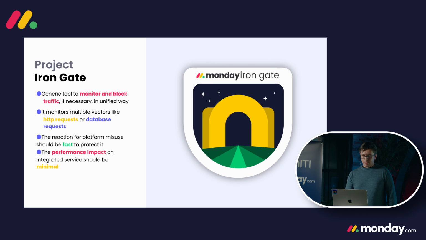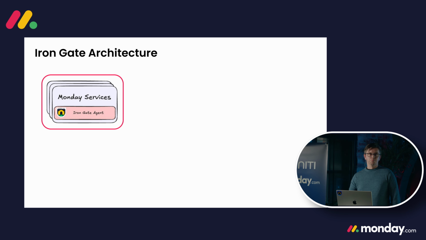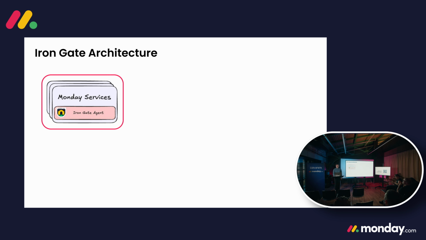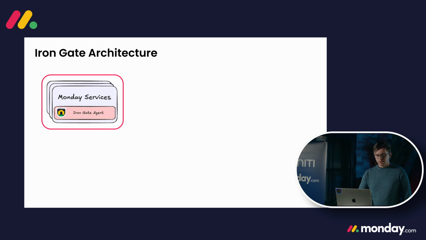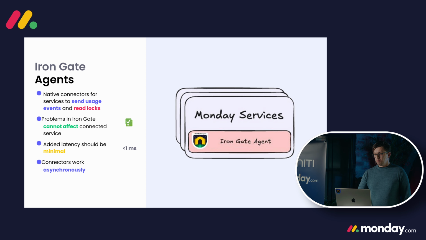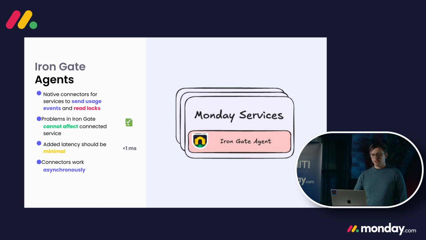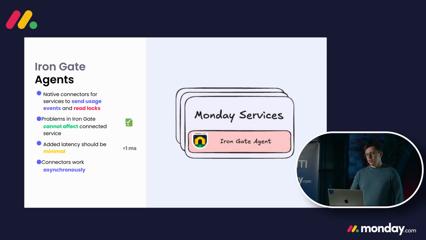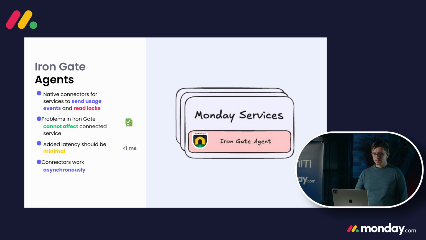And to design that, we created an architecture of multiple components. So let's go through that system and all the components. I will start with the IronGate agents that we implemented inside the Monday services that are using us. But what are they? We decided to create the logic of those agents using the native technologies of those services. So in our case, it's mostly Ruby for legacy solutions or TypeScript for newer services.